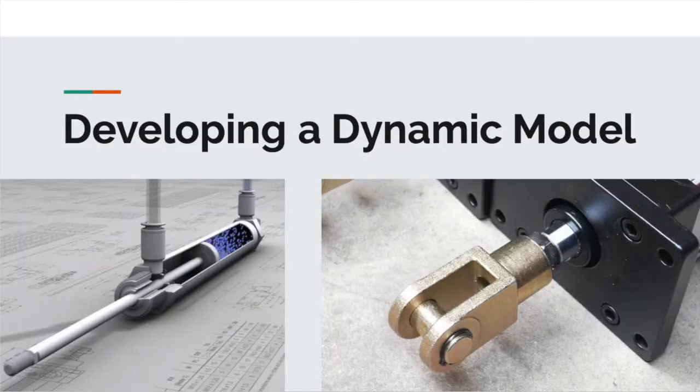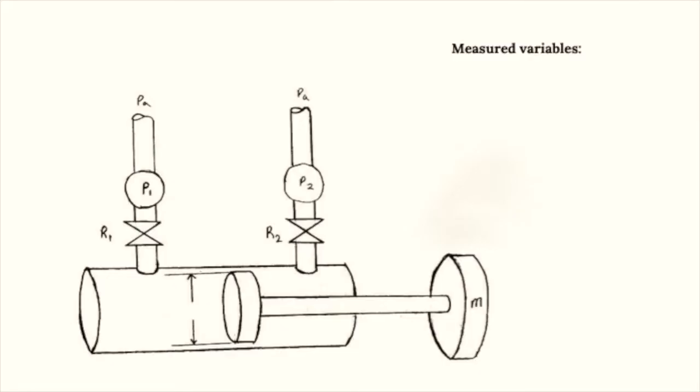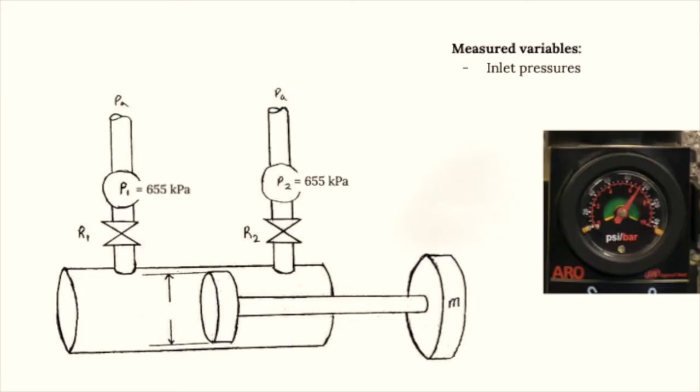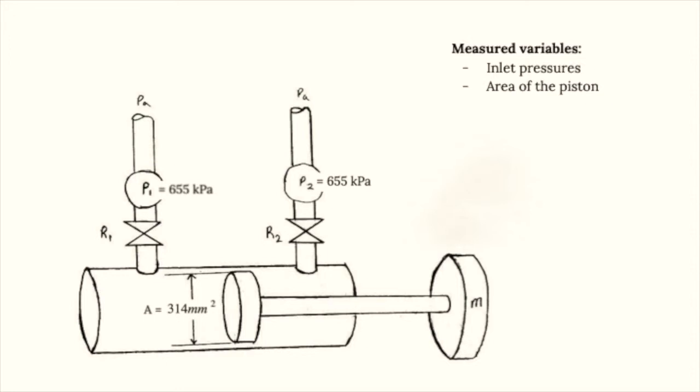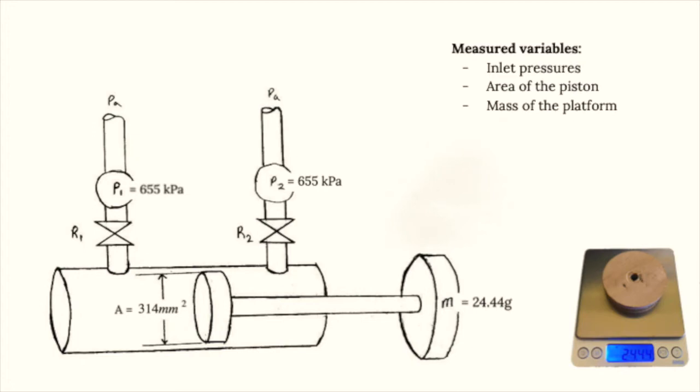Developing a dynamic model. In order to develop a dynamic model for this system, we need to measure a few variables. The first one, according to the pressure gauge, the pressure going into each nozzle was precisely 95 psi. Next, the area of the piston had to be calculated by estimating the diameter of the piston. The third measured variable was the mass of the platform.